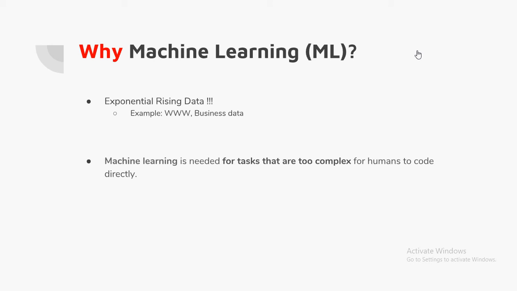Machine learning is needed for tasks that are too complex for humans to code directly. Our traditional way is that if you have a problem, we solve it by writing a computer program and creating software. But rather than going the conventional way, in machine learning things are done without being explicitly programmed.